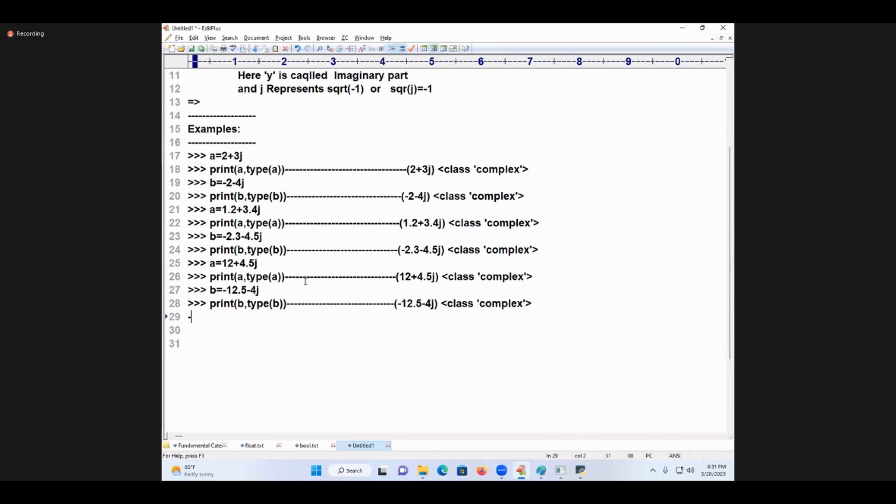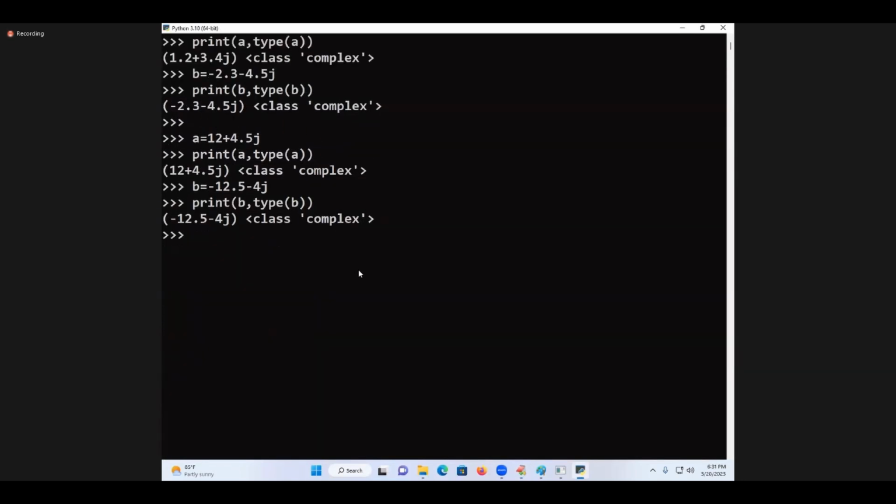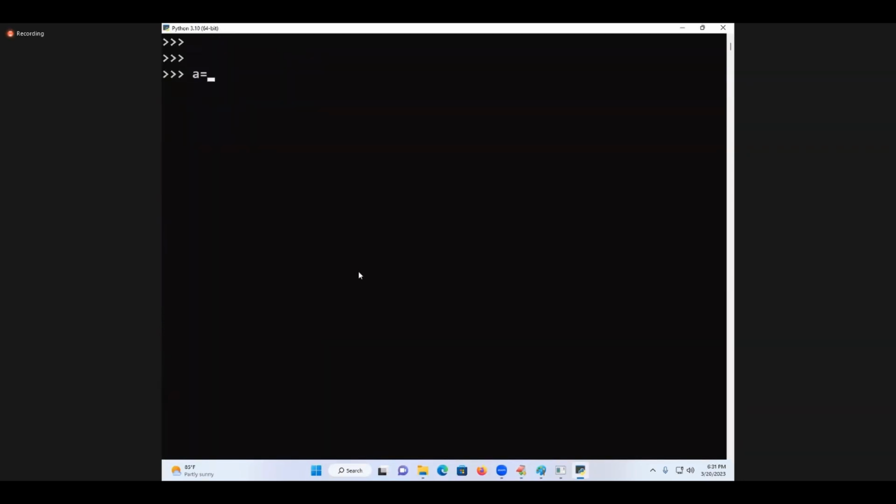Next, I'm going to take up one more time. I'm going to give you examples here. A is equal to just 2j. Only 2j. Which one is not there? Real part is not there. When real part is not there, what is the value of real? 0. A is equal to 2j means only imaginary is there. Which part is not there? So how to get that real part? I will show you. Print of A comma type of A, also a complex number only.